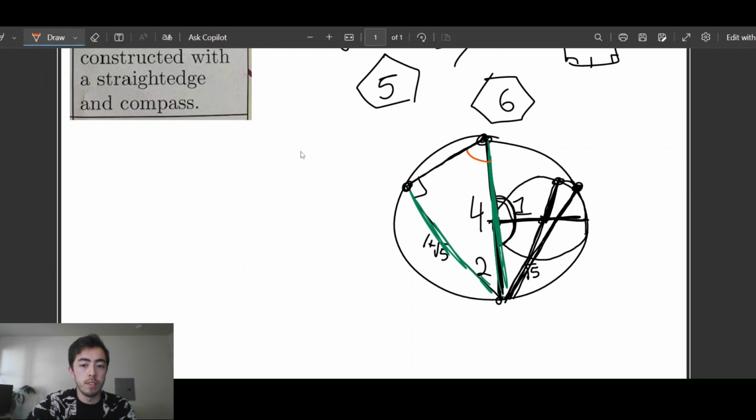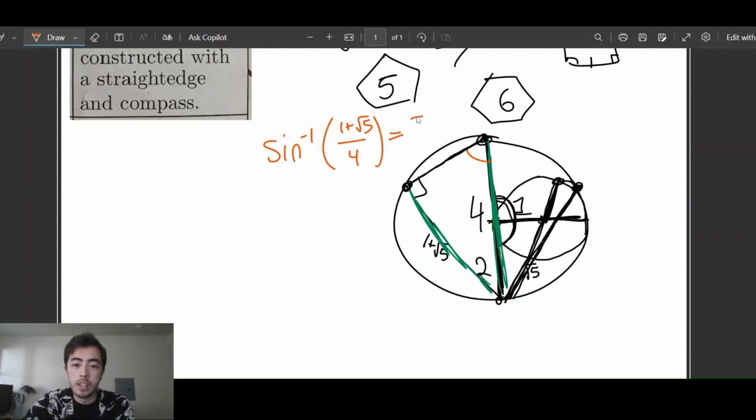I know that sine of this angle is going to be opposite over hypotenuse. So sine inverse of opposite over hypotenuse is going to get us precisely the angle there. If you ask a calculator, this is 54 degrees. And then finally, once we double that value, we would get 108 degrees. And that's precisely the necessary value to create a regular pentagon.